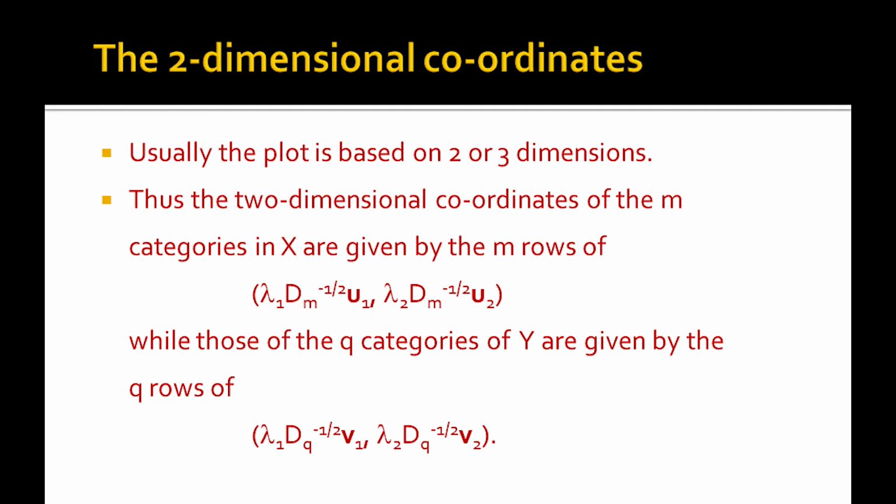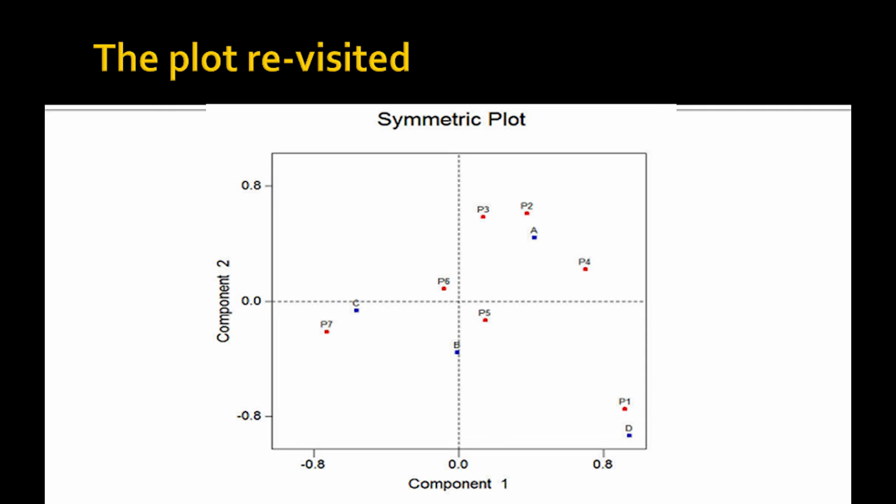So this is what we actually plot in a correspondence analysis plot, and this is how the plot is done. If you look at the previous slide, the first lambda 1 components come into the rows here, and the second component comes into the columns here. So one is the x-axis, the other is the y-axis, and we have a symmetric plot here. And you can see several things from here.